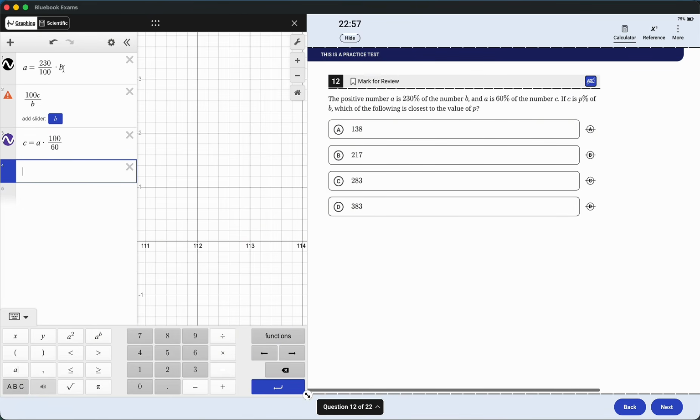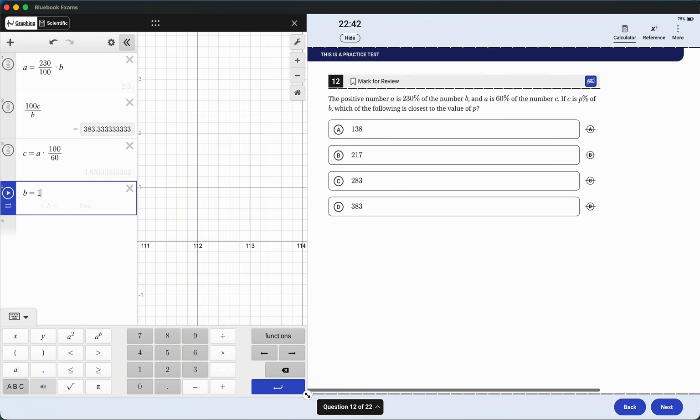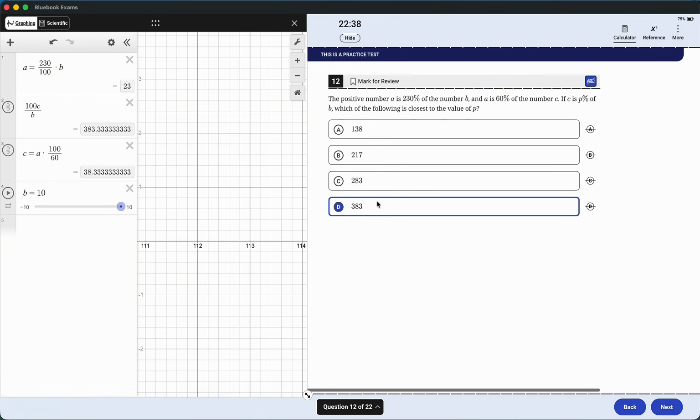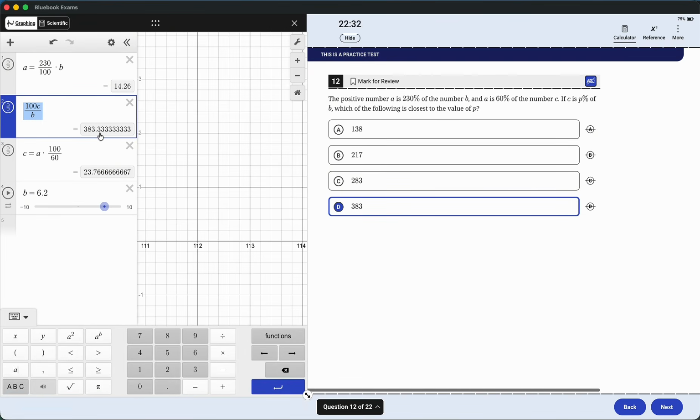Now, I just need to tell Desmos what B is, because when Desmos knows what B is, that's what it's telling me here. It'll figure out A. When it figures out A, it'll figure out C. And when it knows C and B, it'll give me my answer. So you see, I can put in whatever I want for B, and it'll calculate my final answer, 383.3%, right? And you can see I can change the value of B. C is going to change, A is going to change, but my final answer is always 383%. So hopefully that makes sense.